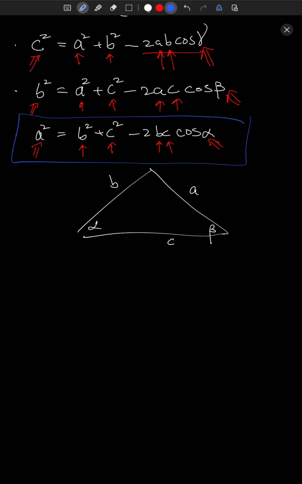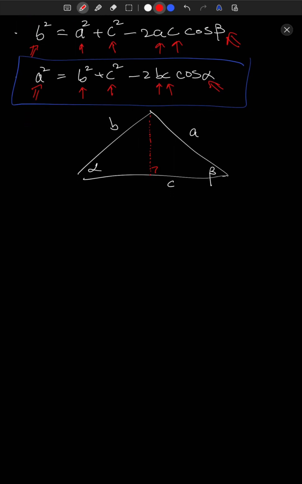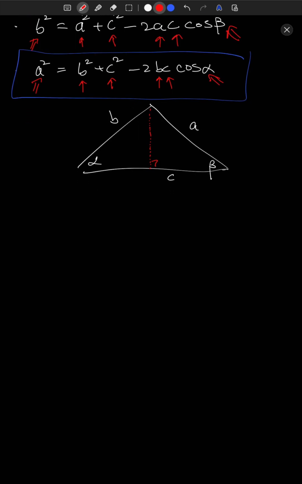What I'm going to do is drop the perpendicular because, again, my law of cosines involves a cosine. And because I'm working with triangles, I would like to see some right triangles. Because if I have right triangles, I can relate that cosine alpha to side lengths. And so that allows me to deal with the cosine alpha. So now I have a right triangle.